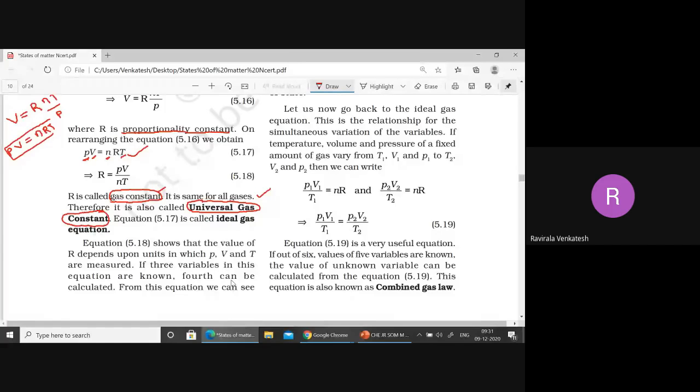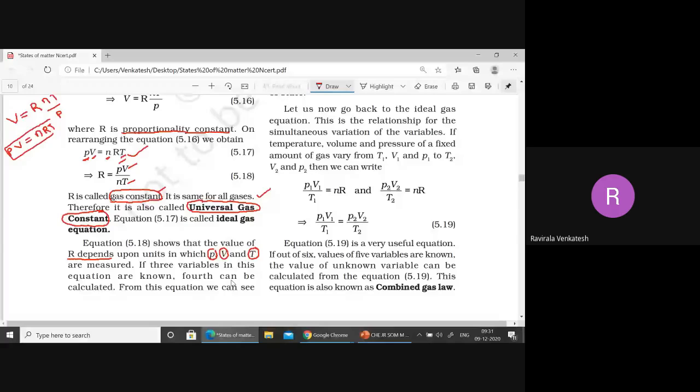Now, what is the value of R? When you substitute the pressure, volume, temperature, and number of moles, definitely we are going to get the R value. Now, R depends upon which value? Pressure, volume, temperature, if you take the number of moles as constant.